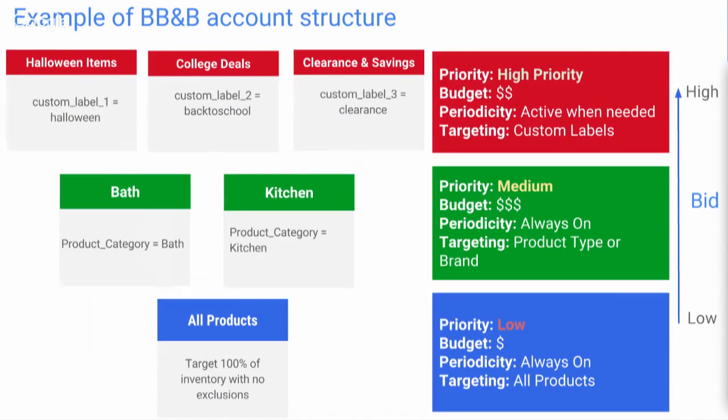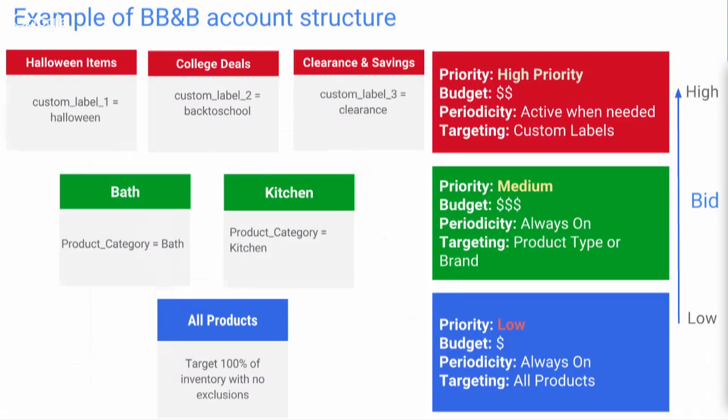So here's an example of how we could structure the Bed Bath & Beyond account based on using their website for inspiration and understanding what their priorities would be. So again, we have that all products always on campaign, that low priority, it's really the bread and butter of their shopping account. In the middle there is really high priority or medium priority, with a high budget is the bath and kitchen, those things that are best sellers that we really want to emphasize. And then on top of that, which will change as the year goes on, are those promotional campaigns.